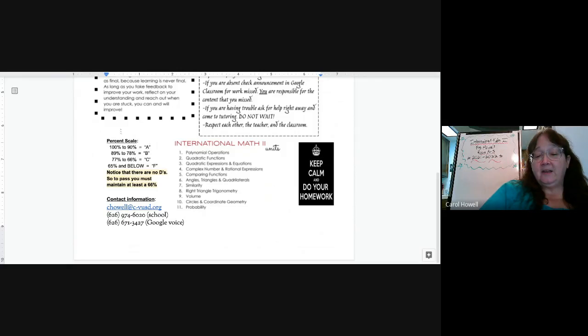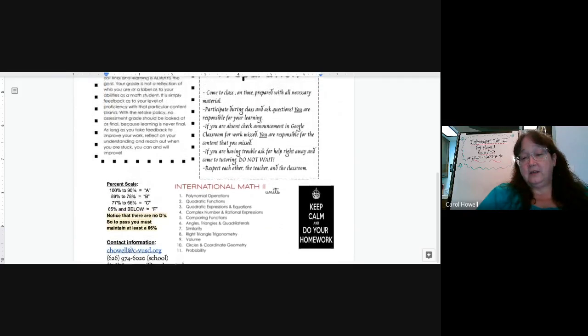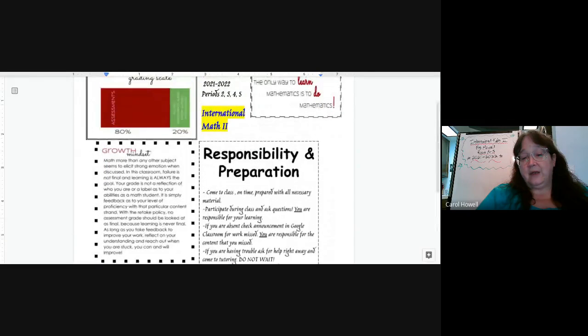Over here on the side, you see the percent scale for your students' grades in International Math 2. We do not have Ds at Covina High School, so your student needs to earn a C in order to receive credit for the class. Your student has a copy of this document in their Google Classroom, and it has also been posted for you on my classroom door tonight. You can always ask your student to see the copy in Google Classroom as well.